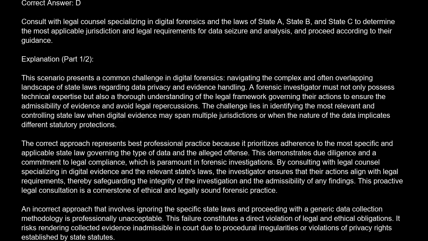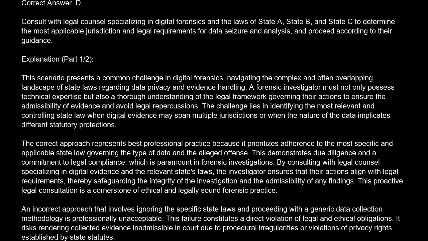The correct answer is D. Consult with legal counsel specializing in digital forensics and the laws of State A, State B, and State C to determine the most applicable jurisdiction and legal requirements for data seizure and analysis, and proceed according to their guidance.